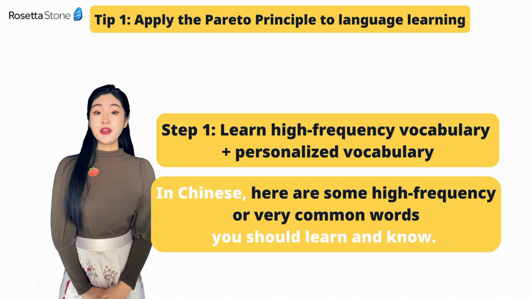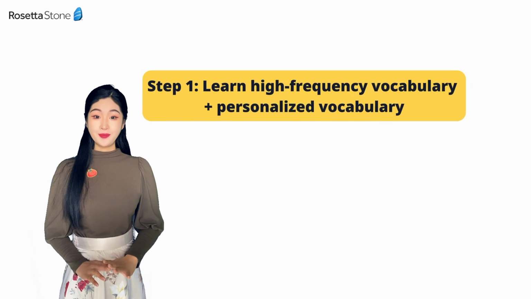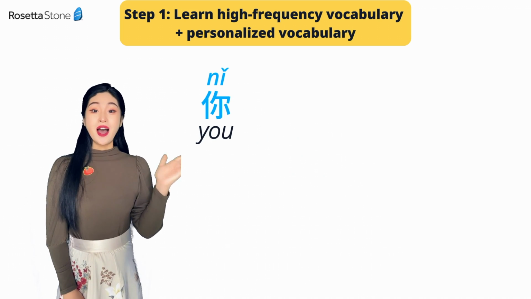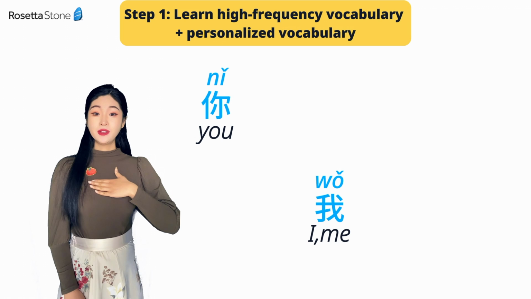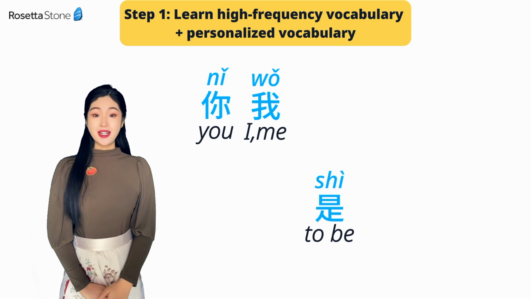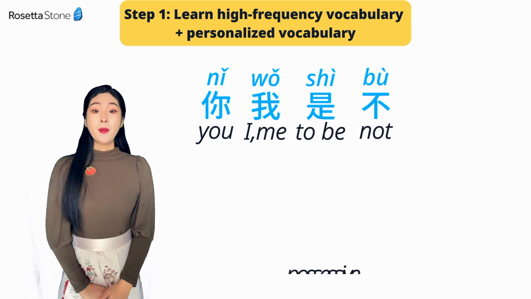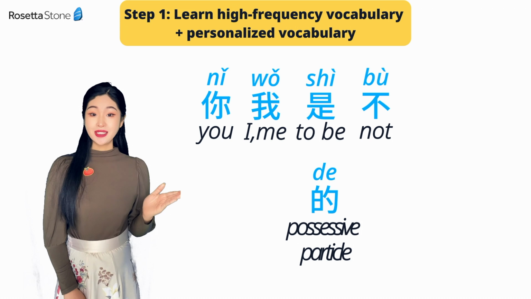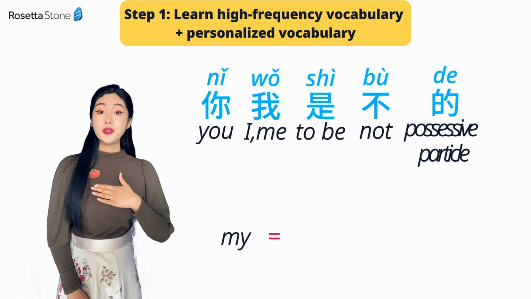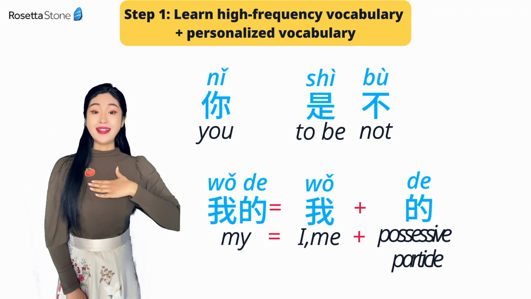In Chinese, here are some high-frequency or very common words you should learn and know. You, 你. I or me, 我. To be, 是. Not, 不. Possessive particle, 的. For example, to say my, you would say 我 and add 的. We say 我的.